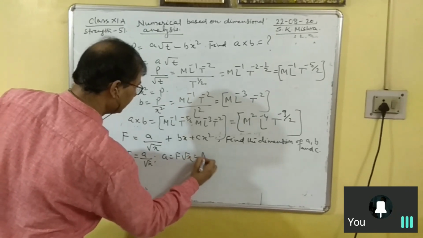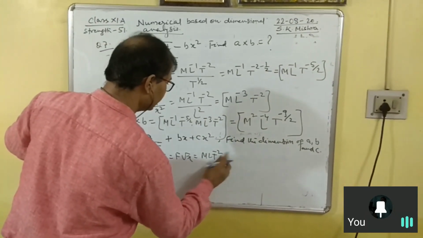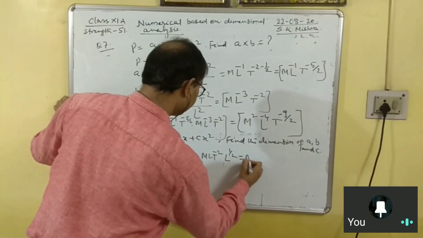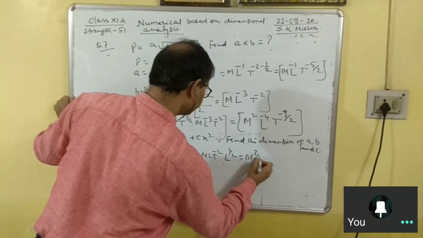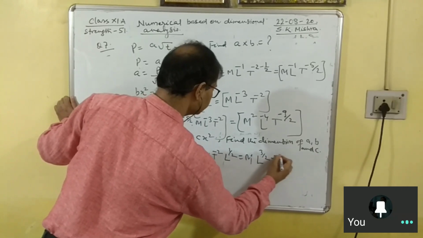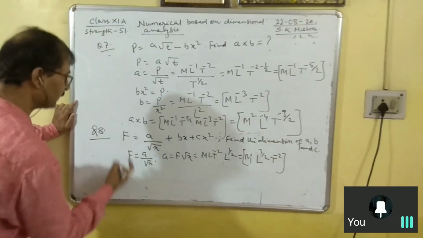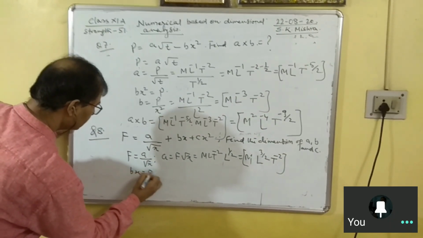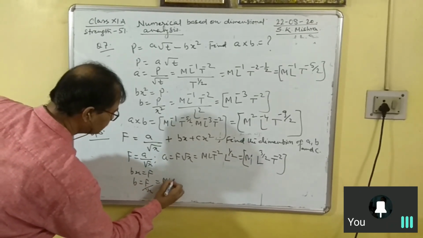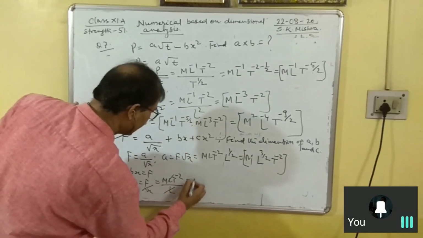F is MLT minus 2, and root x is under root L, so L raised to half. So this is M, L raised to 2 plus 1, 3 by 2, and then T raised to minus 2. Now similarly, what is the dimension of B? So Bx is equal to F, so B is F by x. Force is MLT minus 2 divided by x, which is L. So this is MT minus 2.